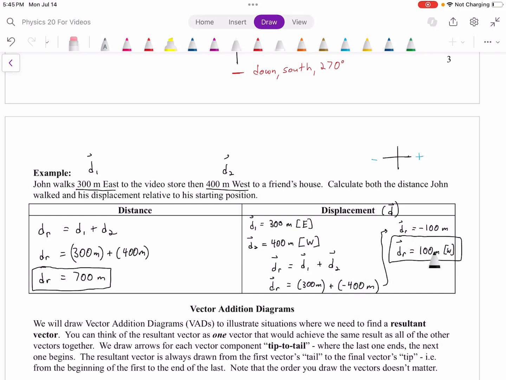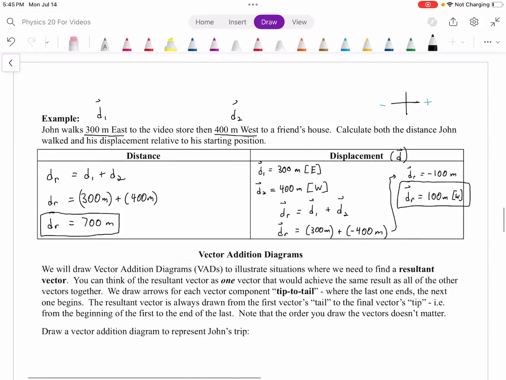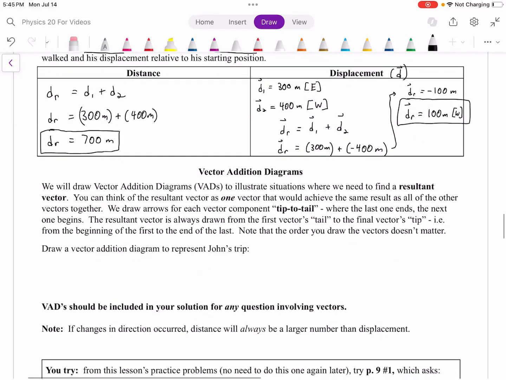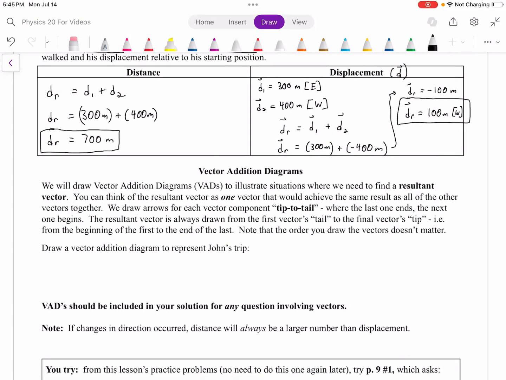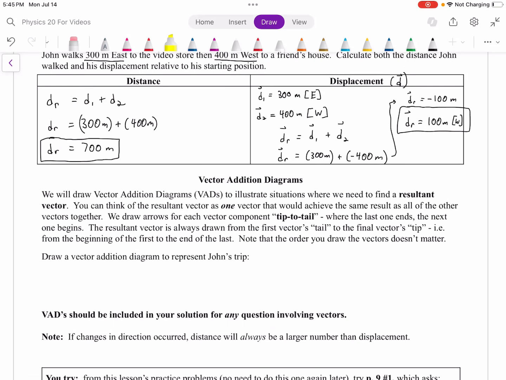So this is now a complete answer. We've given the direction, okay, we've done the correct number of significant digits, and so we've communicated this resultant displacement effectively. All right, now we left out a very important step that we should always do on any question where we're adding vectors here, okay, but that's because it was coming up next. So that is the idea of drawing a vector addition diagram.